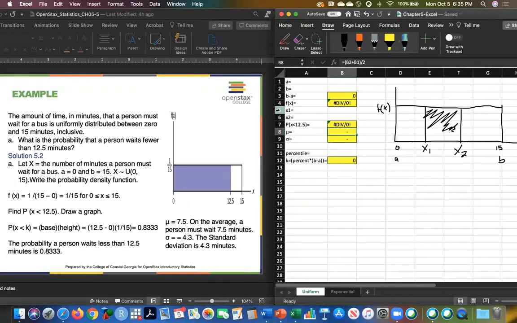Here, the amount of time in minutes that a person must wait for a bus is uniformly distributed. So in many cases, we need to know what kind of distribution is the one that we are thinking of. I think the most important and probably most widely used distribution is the normal distribution. Sometimes we are so used to the normal distribution that we don't recognize the uniform distribution very well. So we have to think about how to figure this case, right?